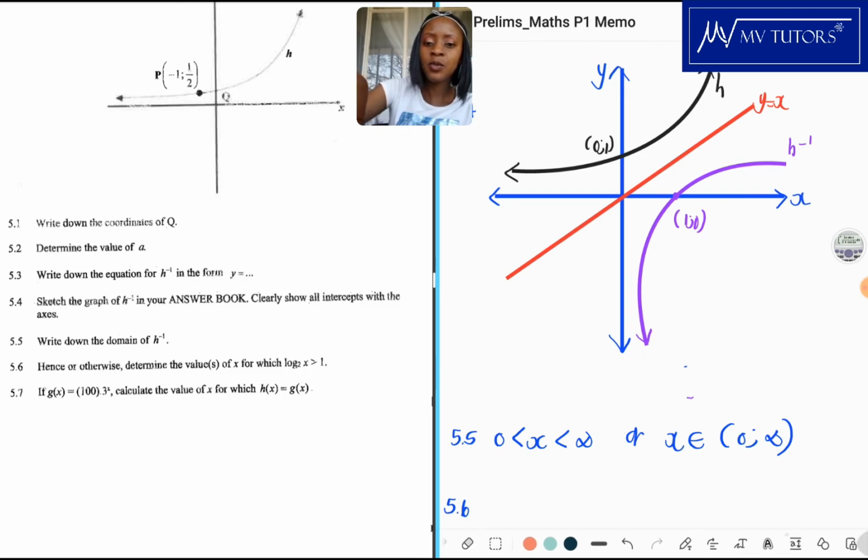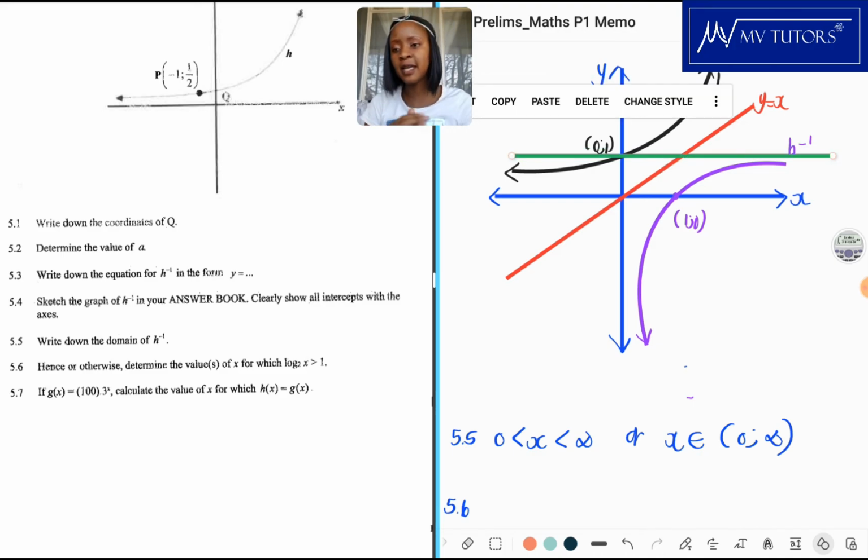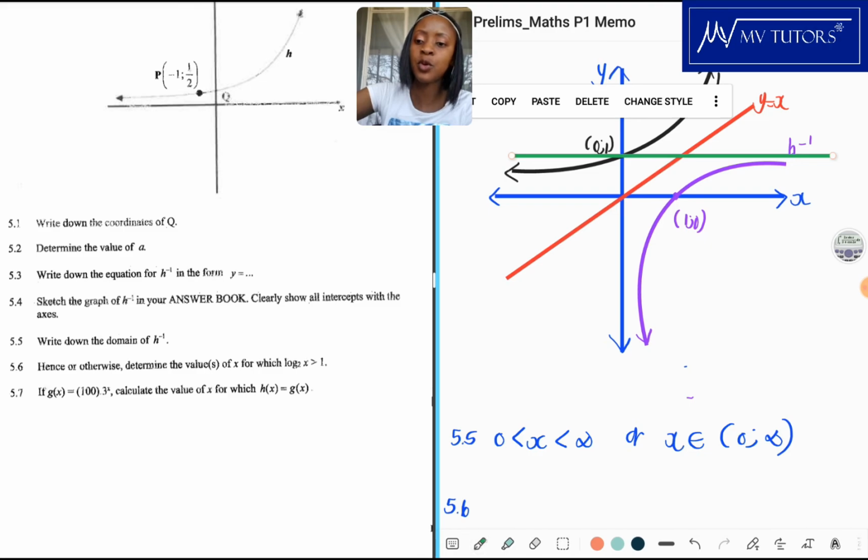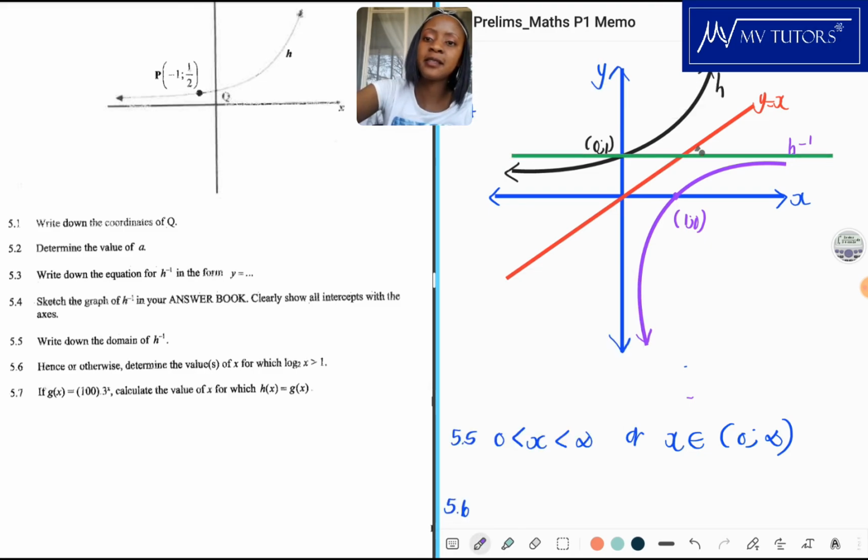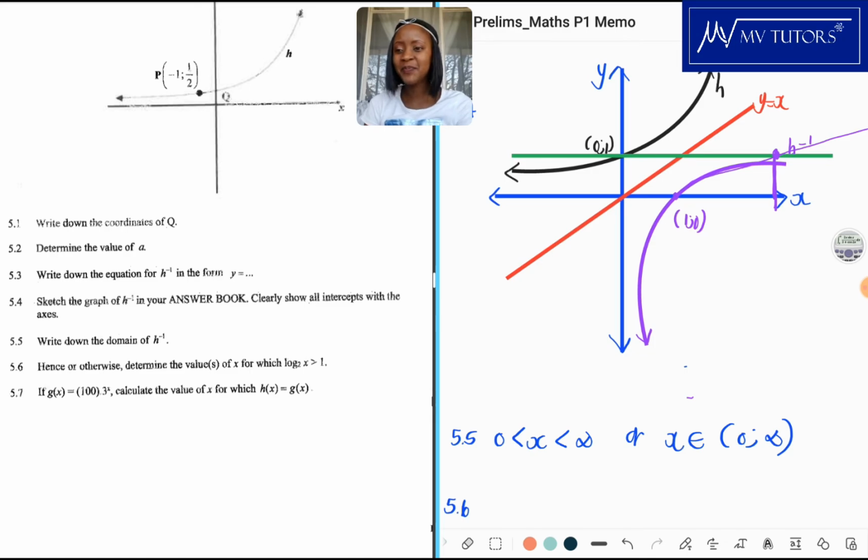Okay, so this is where 1 is. No? The y value of 1. Let me just shift it a bit. Okay, so they are saying determine the values of x where your graph, the inverse of h, is basically bigger than 1. You can see here that this value can go on and on and on. So you want to see what is this x value here where basically this function can be bigger than 1.